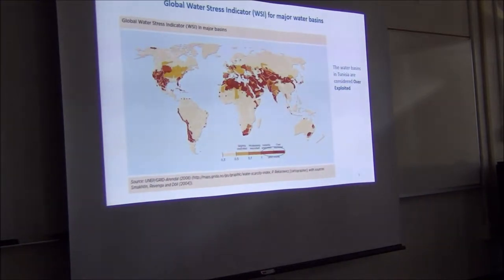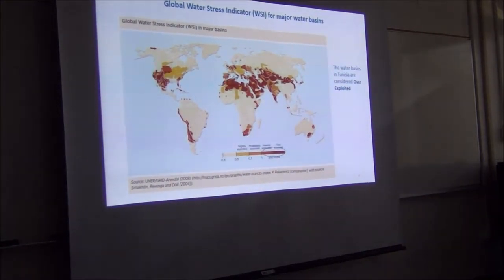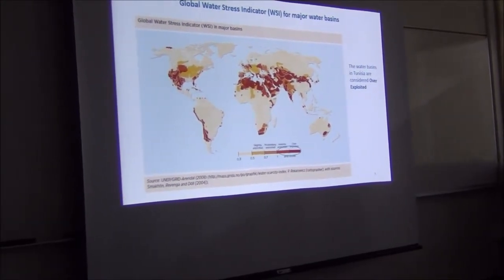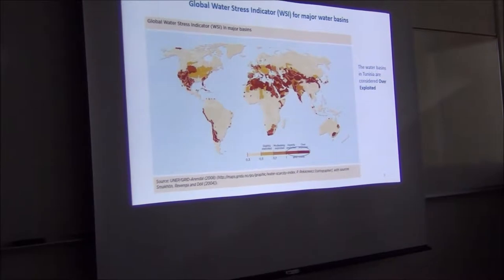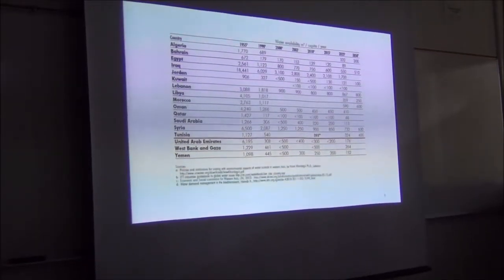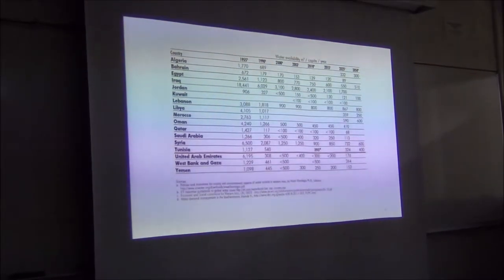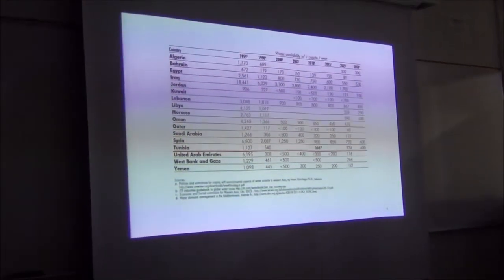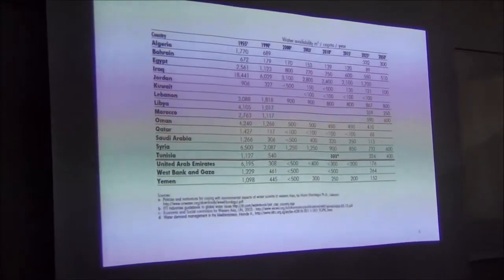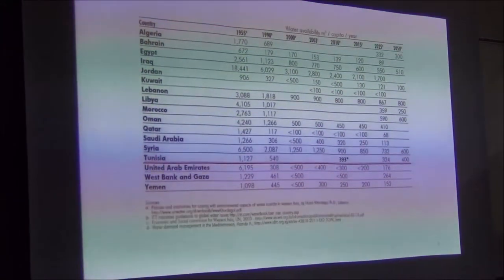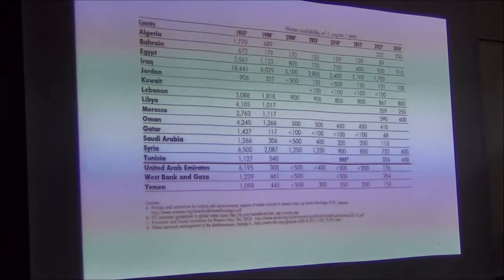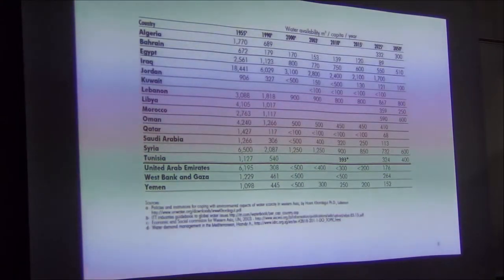And in the global water stress indicator for the major basins, this map shows the water basins in Tunisia are considered overexploited. Here, this table shows that Tunisia, in comparison with neighbor and other Arab countries, has one of the poorest water availabilities per capita per year.